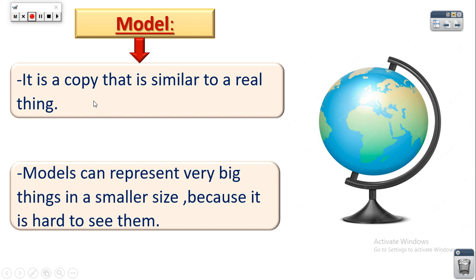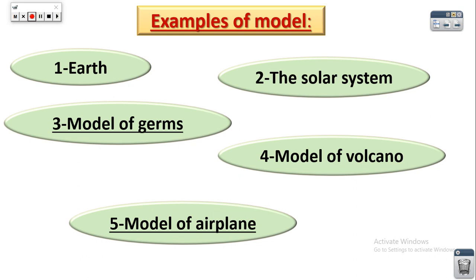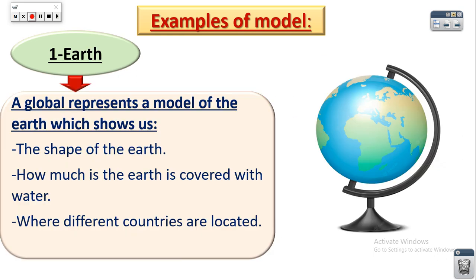A model can make very big things into small things we can use and see, and a model can make very small things that we need a microscope to see into big things we can see with our eyes. For example, a model can represent very big things as small things, like the model of the Earth. We will study 5 examples of models. Let's start with model number 1, which is the model of the Earth.